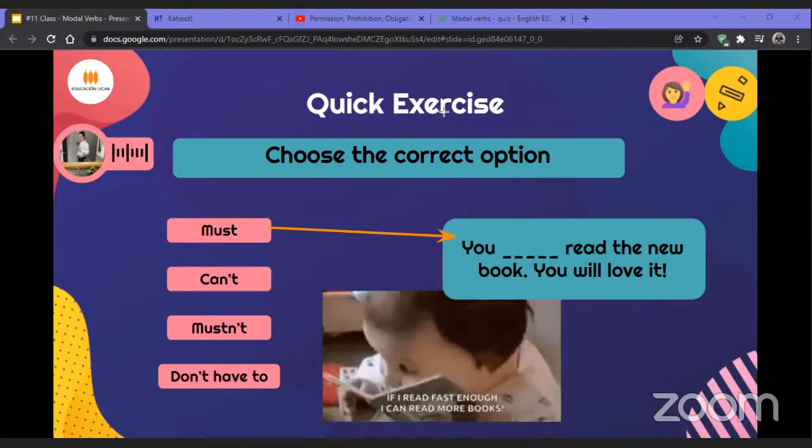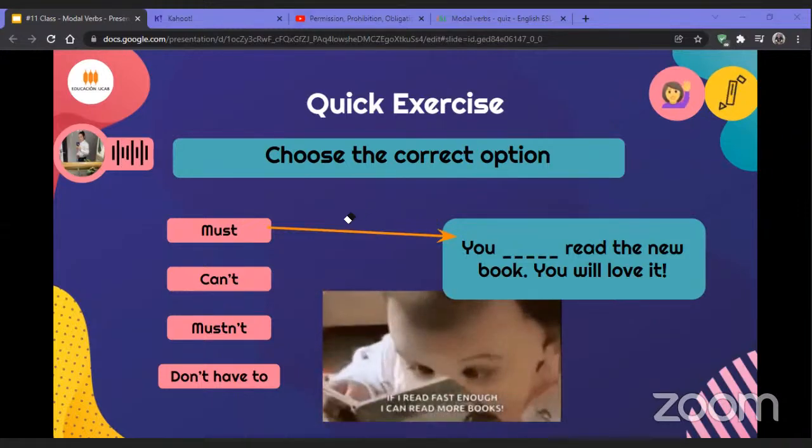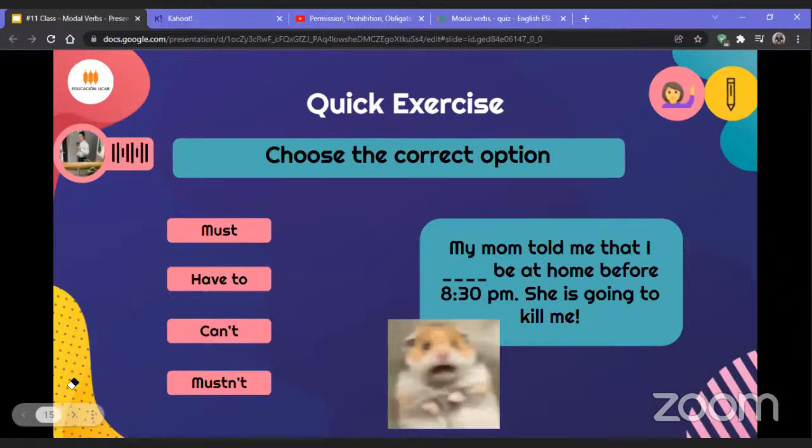Lo amarás. Es una pequeña pista que colocamos acá para que sea más sencillo responder en el sentido de que must lo utilizamos cuando es una recomendación fuerte, una recomendación muy apasionada, digamos. Sabemos que la persona va a amar el libro, so we can perfectly say you must read the new book. Okay, that's the answer. Excellent.